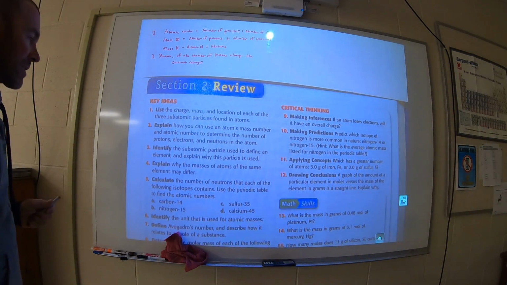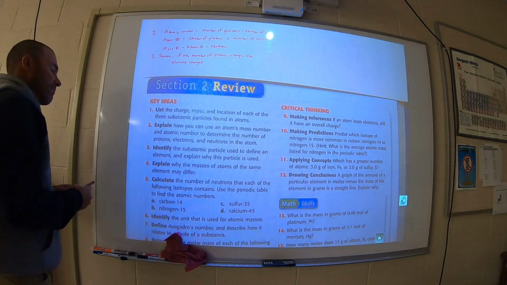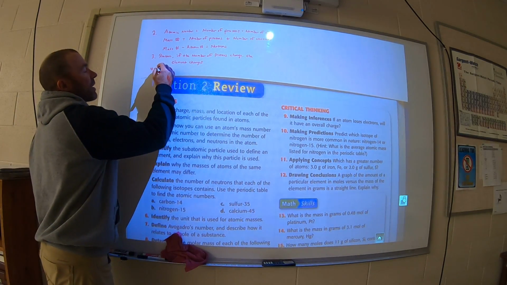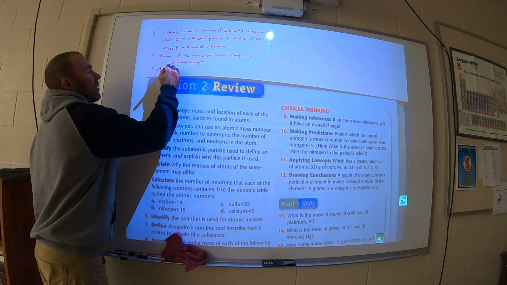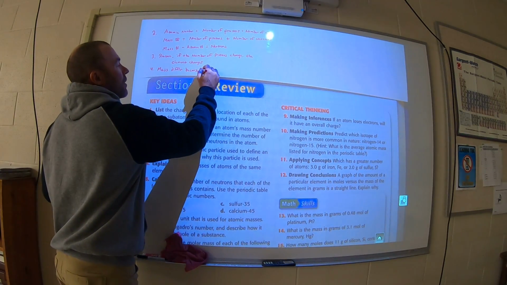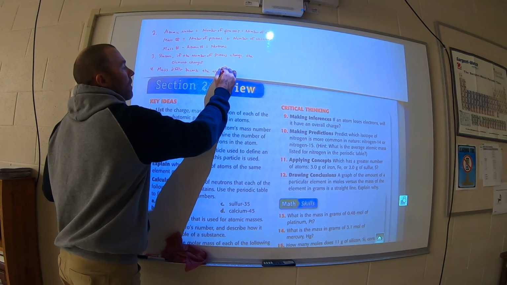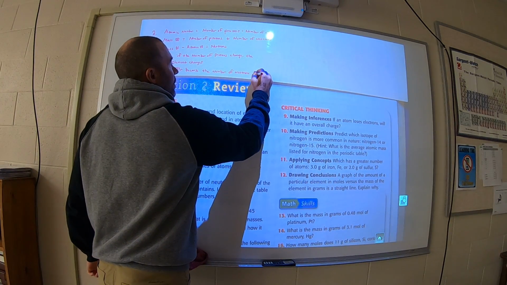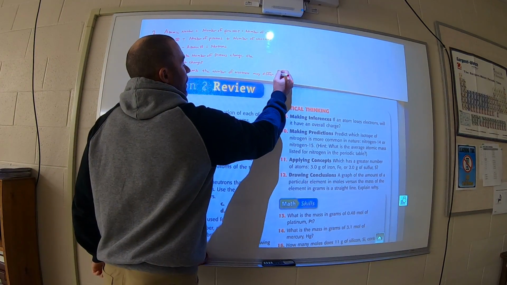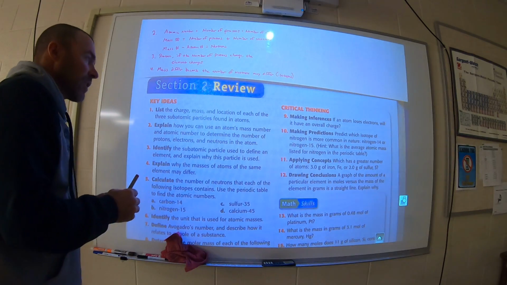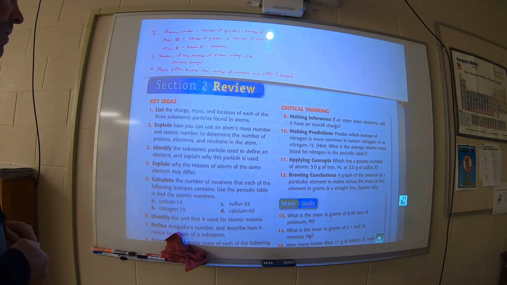Then number 4, explain why the masses of atoms of the same element may differ. They differ because the number of neutrons may differ. And those are called isotopes. So atoms of the same element with different numbers of neutrons are called isotopes, which we're going to get into here on number 5.